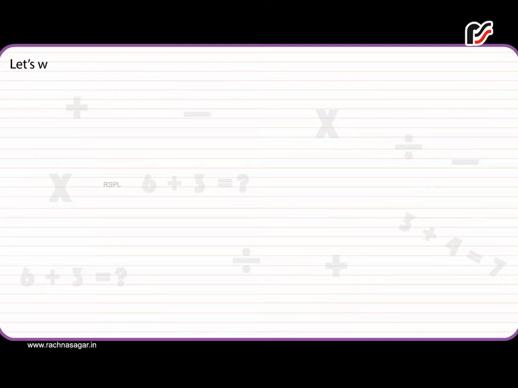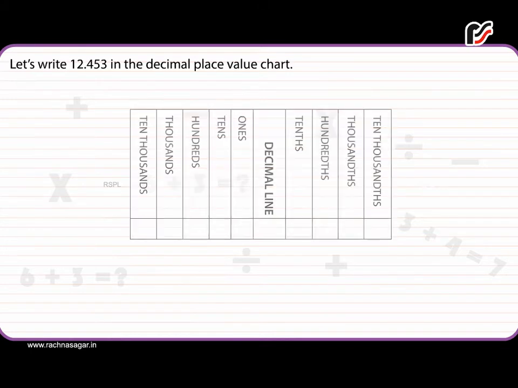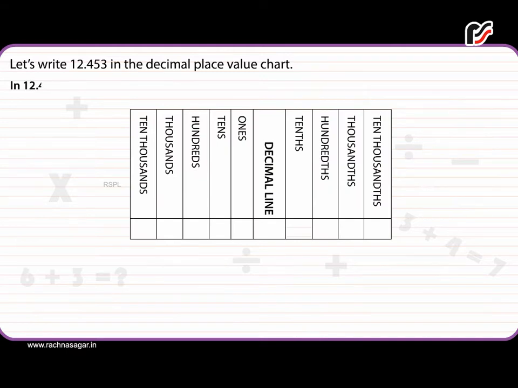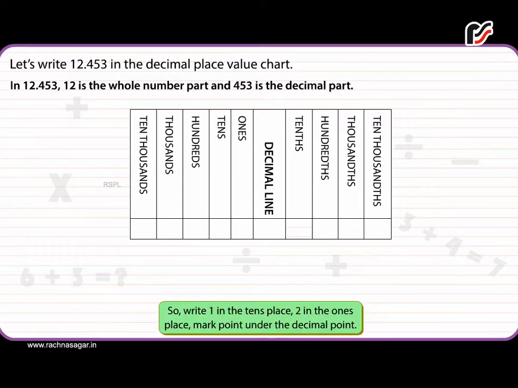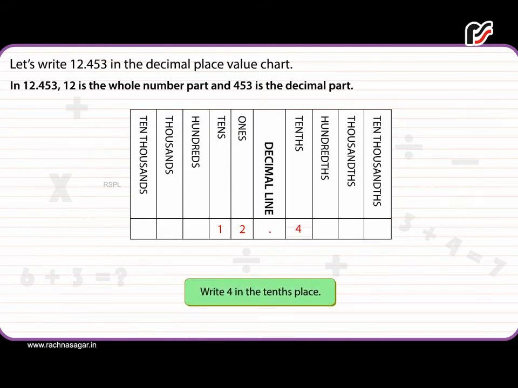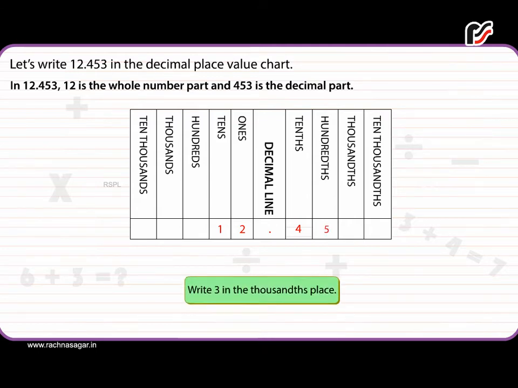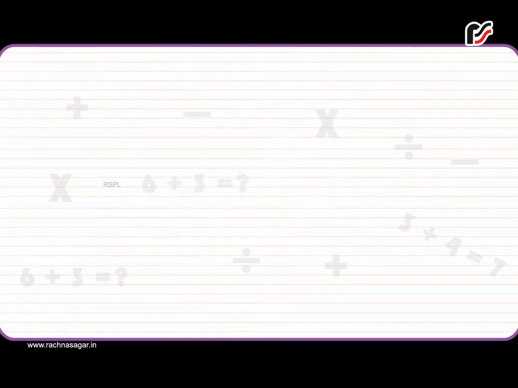Let's write 12.453 in the decimal place value chart. In 12.453, 12 is the whole number part and 453 is the decimal part. So, write 1 in the tens place, 2 in the ones place, mark a point under the decimal point. Write 4 in the tenths place, write 5 in the hundredths place, write 3 in the thousandths place.